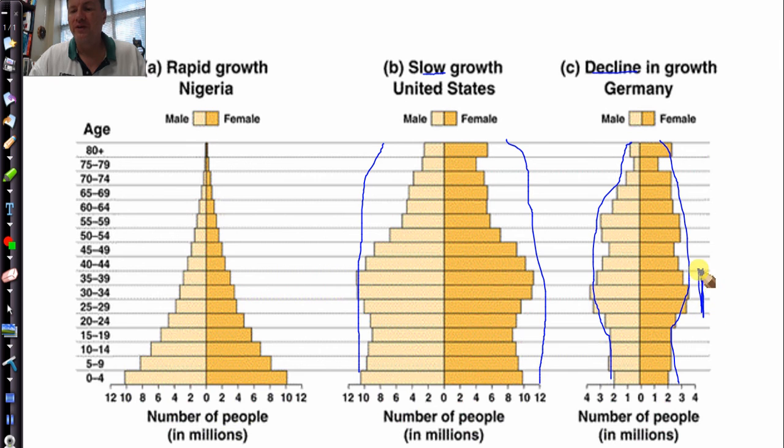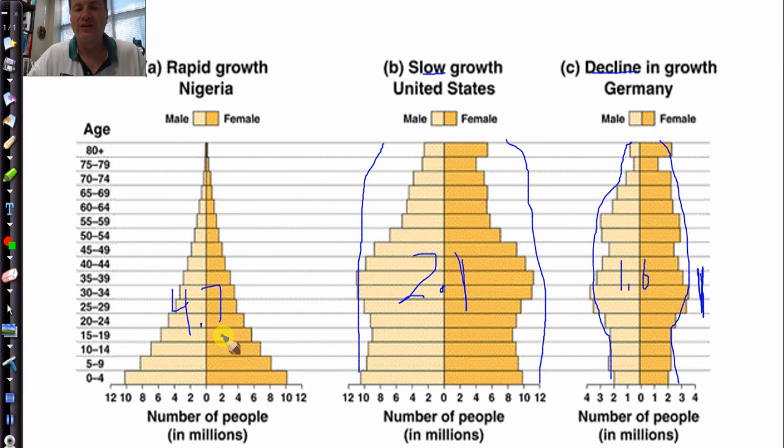These people here who could have kids are having very few kids, rather than in the U.S., where the average couple has 2.1 kids. In places where the population is declining, it's like 1.6. Over here, it's like 4 point something.